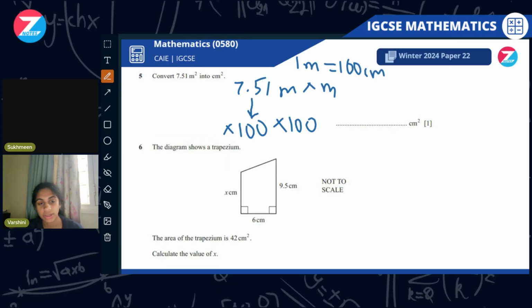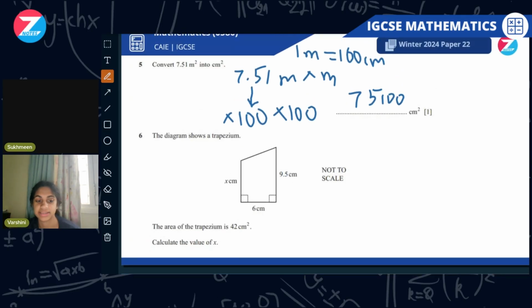Okay, so now all we have to do is 7.51 into 10000. If you put that in your calculator, you should get 75100. So that will be our answer.